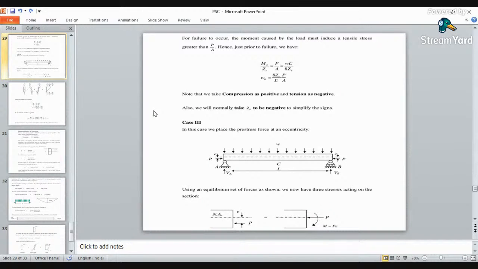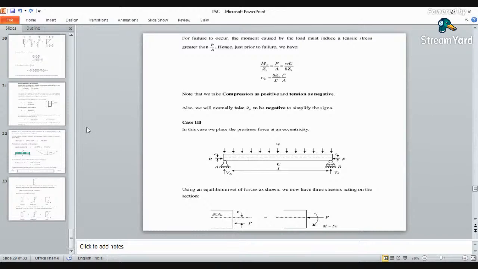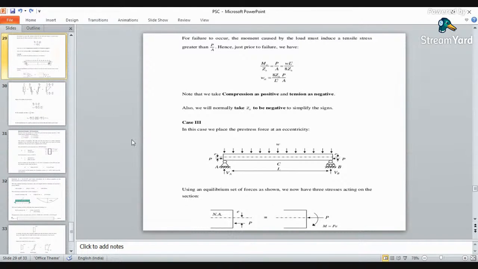Then your third case, when the pre-stress is applied eccentrically. If the pre-stress is applied eccentrically, what are the different types of loads you have to consider? First, the stress because of the pre-stressing force, that is P by A, or direct stress. Second, the stress because of the external loading, that is M by Z. Next, the stress because of the eccentric pre-stressing force. This is nothing but a bending stress, so this will be Pe by Z.